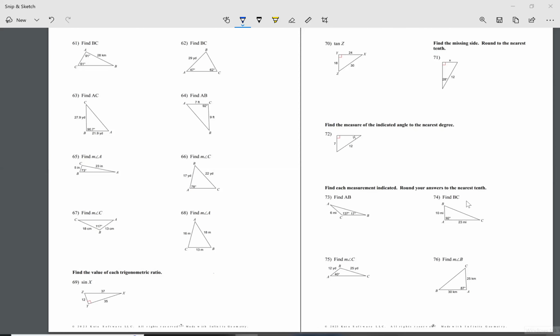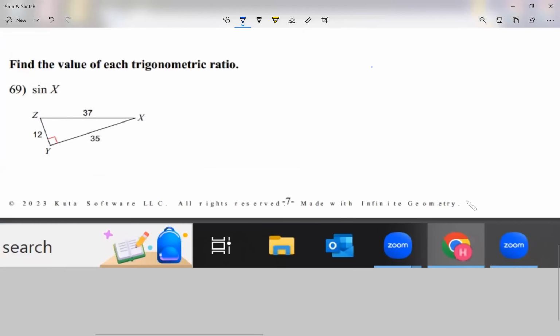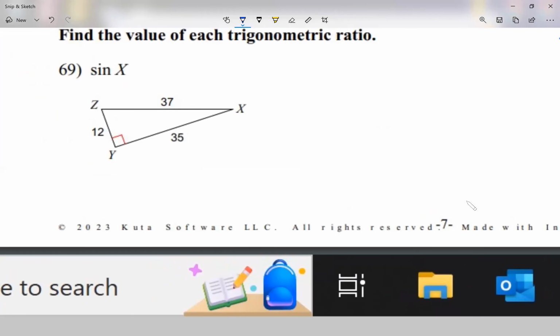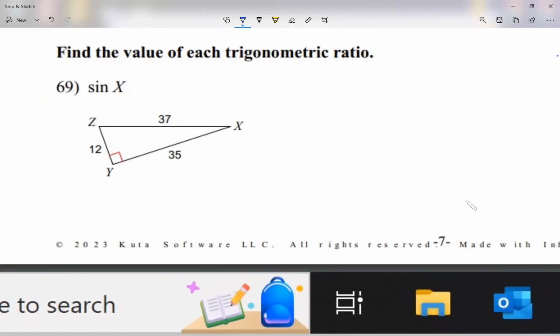All right, since we have the test tomorrow, let's review the whole unit. Okay, so we started pretty simple. We started with just the ratio. Remember, ratio is the fancy word for saying fraction. So find the value of each trigonometric ratio.